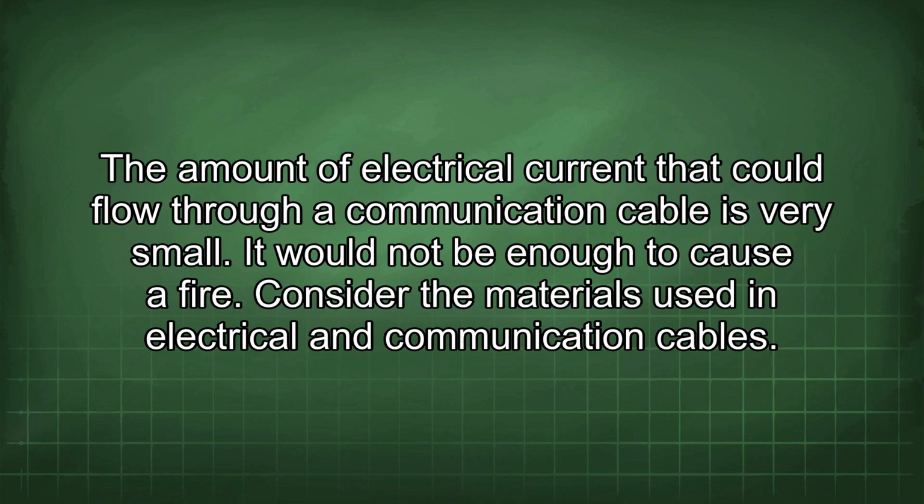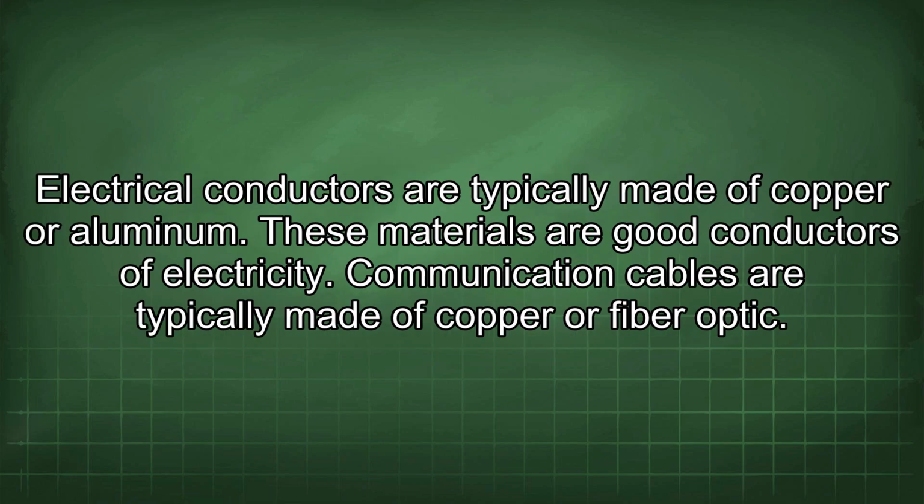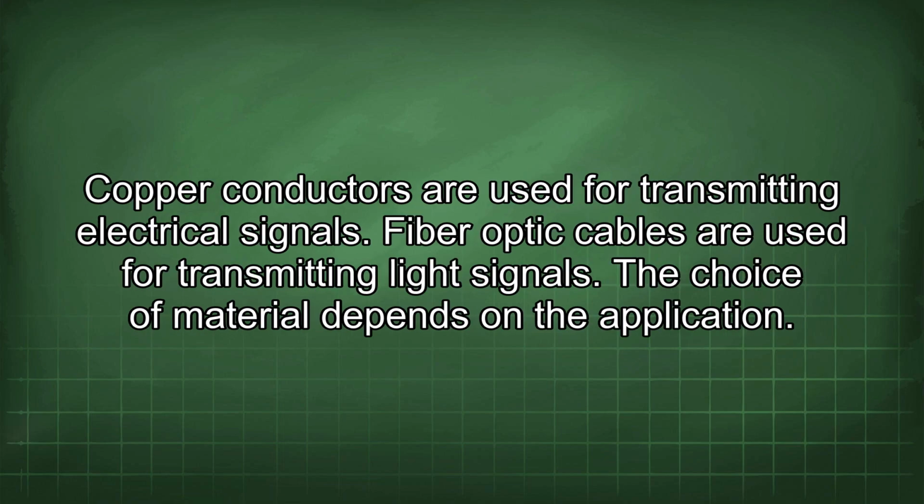Consider the materials used in electrical and communication cables. Electrical conductors are typically made of copper or aluminum. These materials are good conductors of electricity. Communication cables are typically made of copper or fiber optic. Copper conductors are used for transmitting electrical signals. Fiber optic cables are used for transmitting light signals. The choice of material depends on the application.